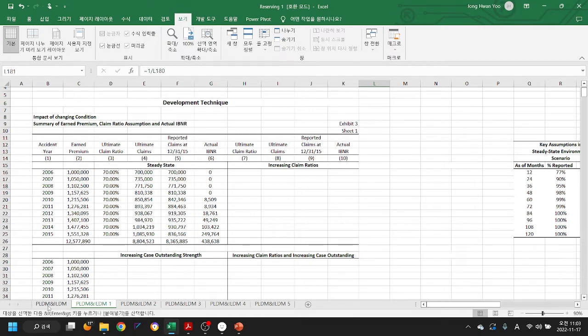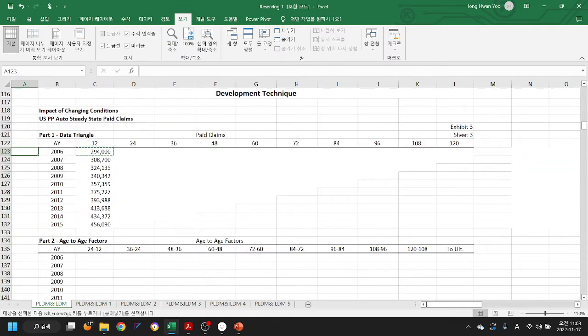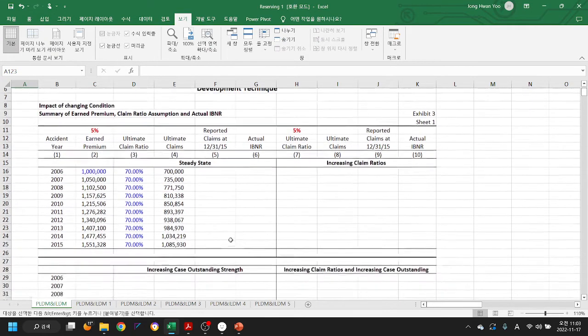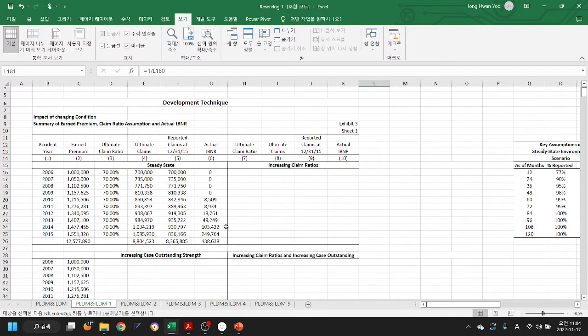And here I can probably make another assumption. What if this is a steady state that I have created in my own world? So this bulk reserve IBNR is the actual one, okay? Because this is a world that I have created.